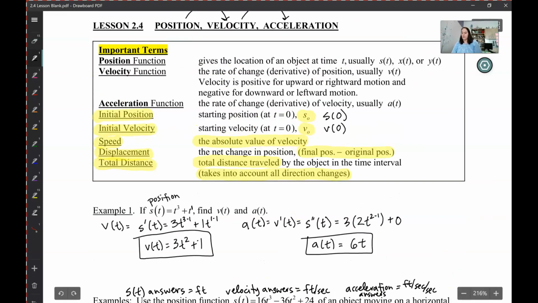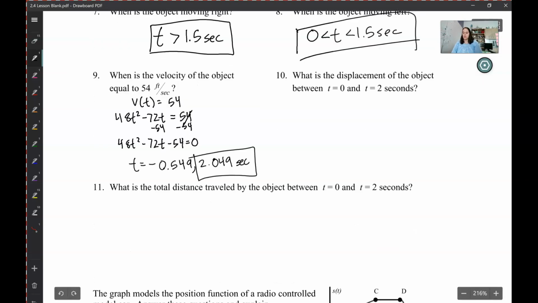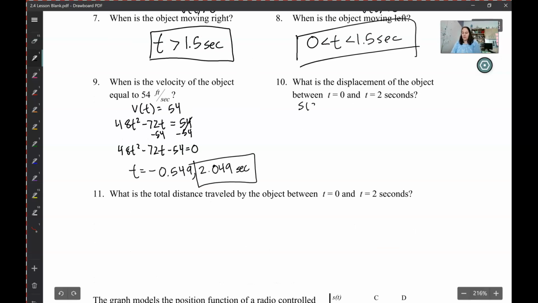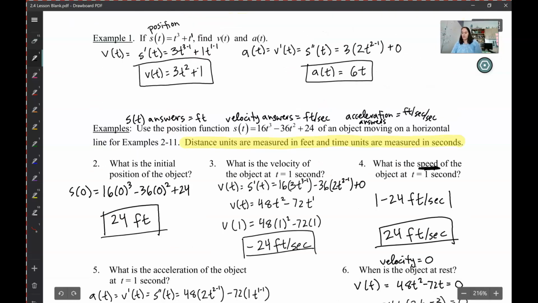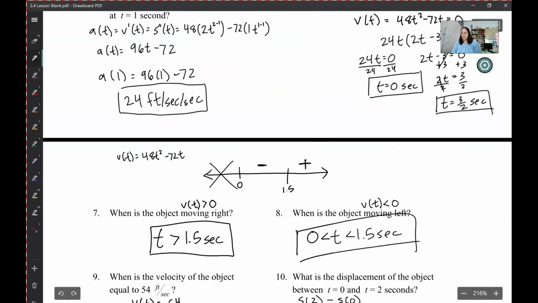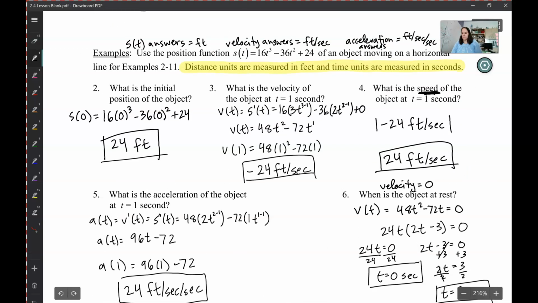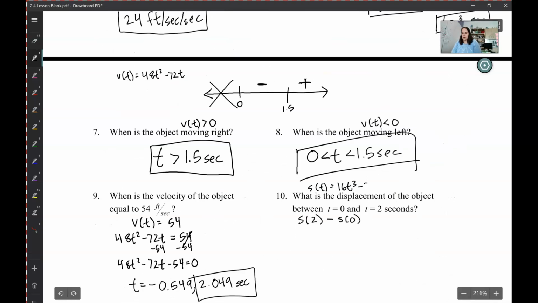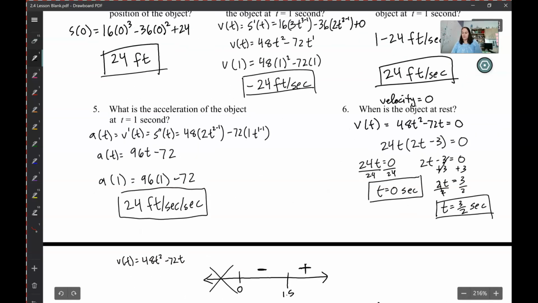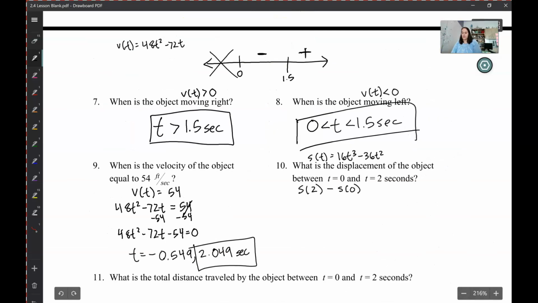Now, what is the displacement of the object between 0 and 2? If you go back to our vocabulary words, displacement is the final position minus the original position. So for this particular problem, that would mean s of 2, final position, minus s of 0, initial position. So I just need to plug these into my position equation. So I'm going to copy it down. s of t equals 16t cubed minus 36t squared plus 24.